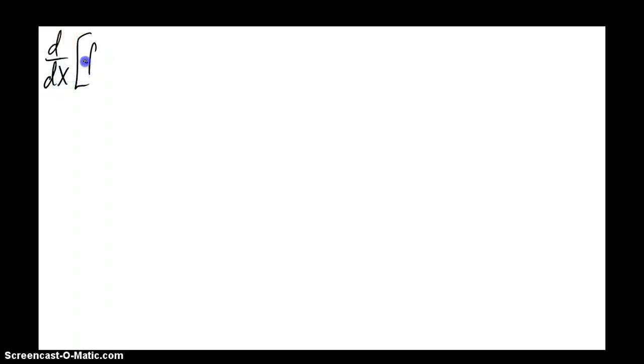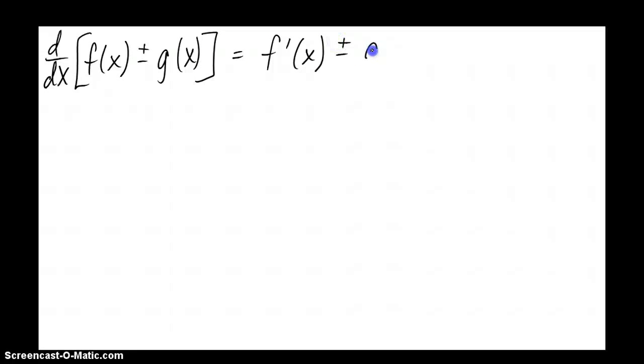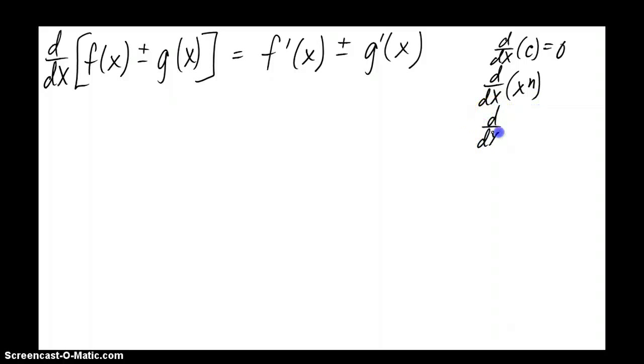Okay, the next rule: if I have the derivative with respect to x, and I'm adding or subtracting functions together, then I can just find the derivative of the first function and add it to or subtract it from the derivative of the second function. Now this is really useful because every rule that we just went through, the derivative of a constant being 0, your power rule, and the derivative of a constant times a function, we can use individually and then just add the values of the derivatives together.